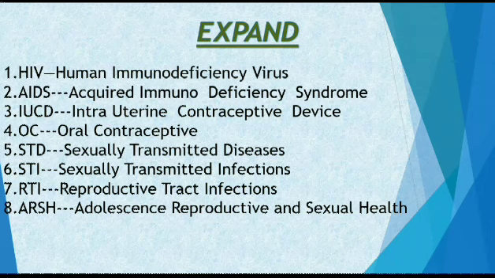Expand these short forms that come in the examination. HIV, that is human immunodeficiency virus. AIDS, that is acquired immunodeficiency syndrome. IUCD, that is intrauterine contraceptive device, which is placed in the female body, in the uterus. OC, that is oral contraceptive method. STD, that is sexually transmitted disease. This one is most important, one question that I will give you: name any 2 STD diseases. STI, that is sexually transmitted infections. RTI, that is reproductive tract infection.